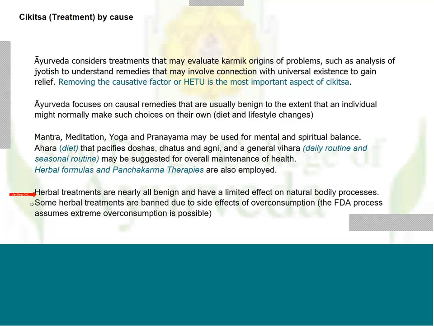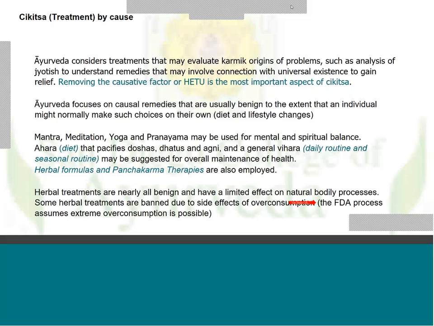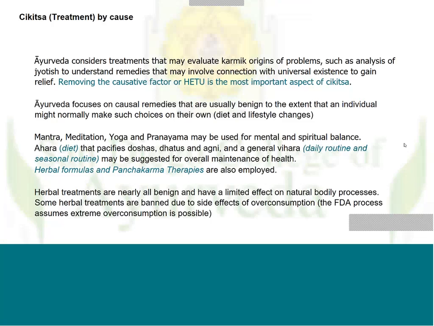There are some herbal treatments that are banned because of the side effects of overconsumption. The FDA approval process assumes that as soon as somebody comes out and says, hey, there's this herb called bala and it can help you with losing weight, people will go out and buy 1 kilo of bala. And if having 10,000 times the normal dose could have a harmful effect, the FDA will consider that we should not allow that, especially if it can cause some very bad condition like cancer or something. But herbal treatments in Ayurveda are almost all very benign, and it takes longer.